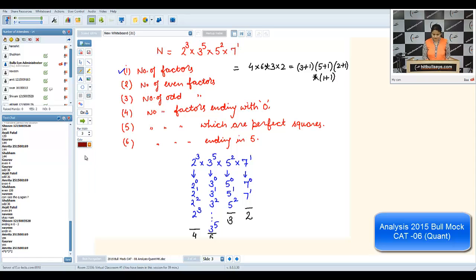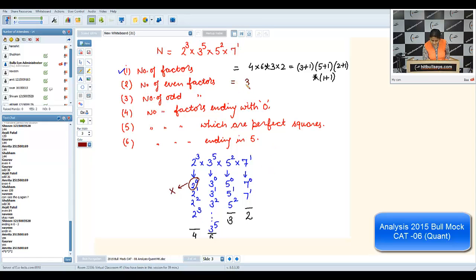Now come to number of even factors. What do you mean by even numbers? The numbers which are exactly divisible by 2 are known to be even numbers. Now, this power will not be allowed. Why so? This is not a permissible power. Because if we take 2 raised to power 0, it will be simply 1. It means 2 is not here, but to make an even number, we need at least one 2.